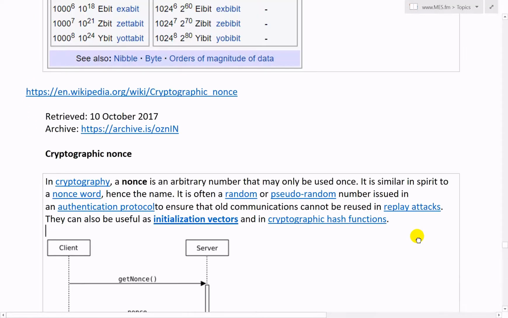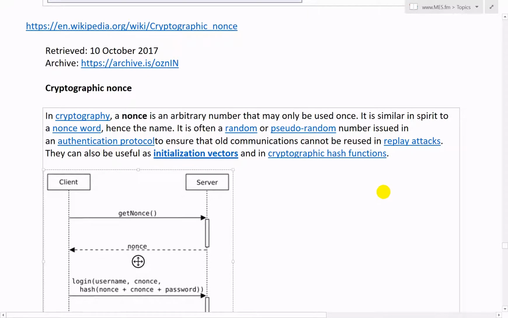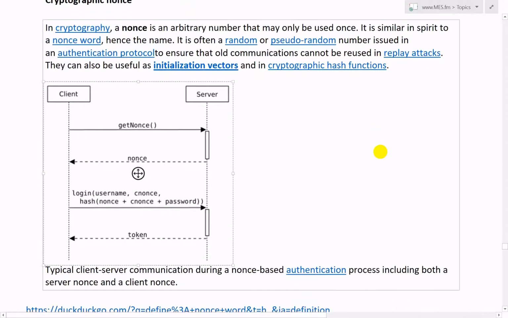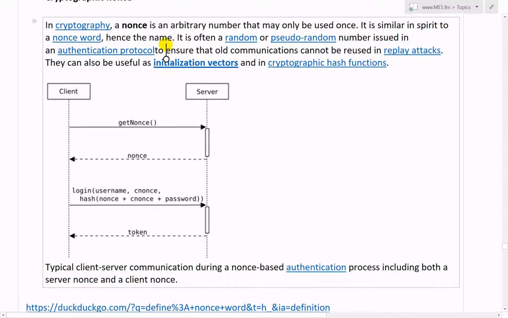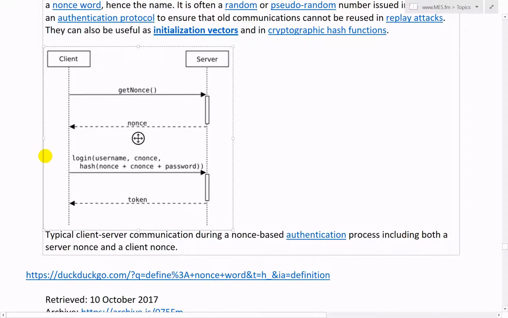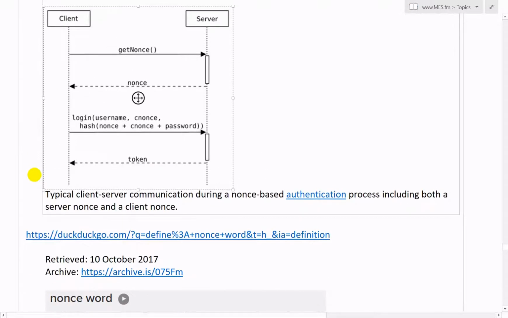In cryptography, a nonce is an arbitrary number that may be only used once. It is similar in spirit to a nonce word, which I'll go over. Hence the name. It is often a random or pseudo-random number issued in an authentication protocol to ensure that old communications cannot be reused in replay attacks. They can also be useful as initialization vectors and in cryptographic hash functions. And here's typical client-server communication during a nonce-based authentication process, including both a server nonce and a client nonce.